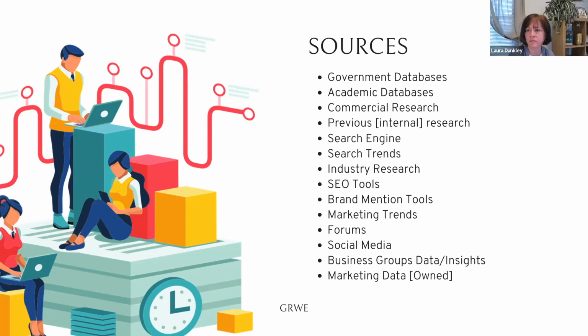Previous research that you've done would be secondary. So if you've done primary research and you're pulling from it, or you've done research in the past internally, that would be a source that you could go to. Search engines, it's a good one, right? Just type in those questions. If you're trying to figure out who your competition is and what's happening, keywords, use those different search engines. Search trends like Google Trends is another source.